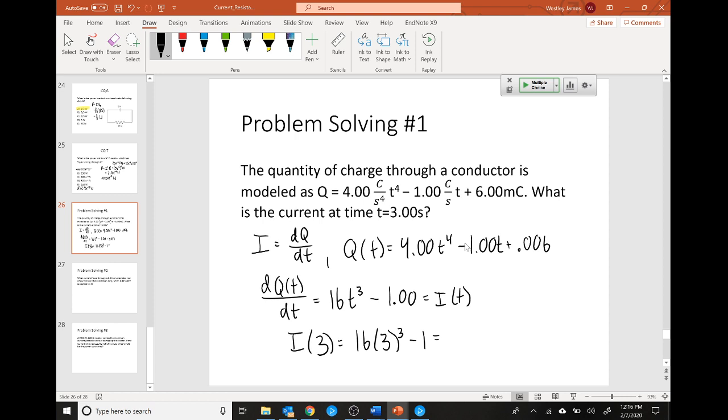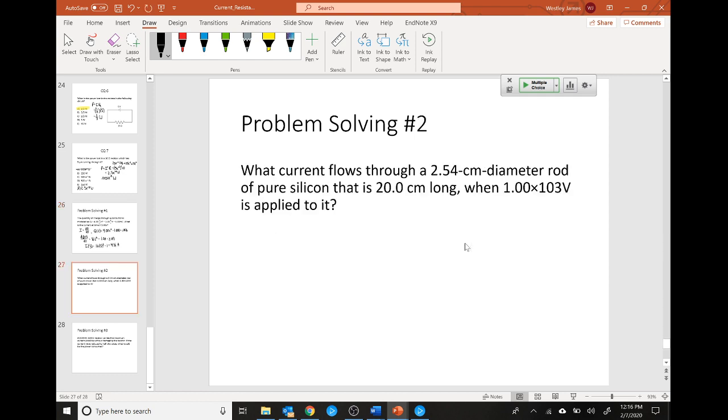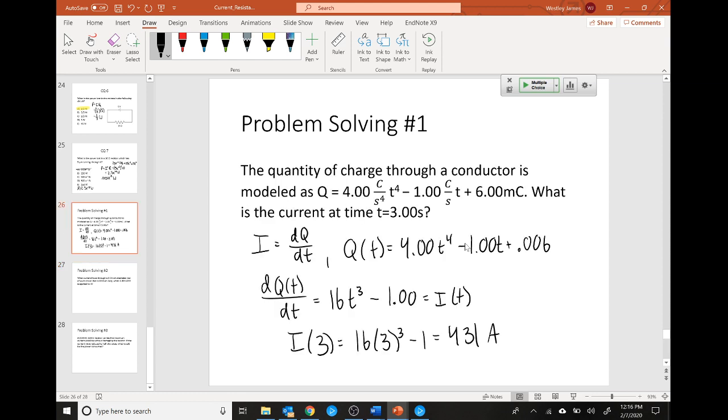I don't know that off the top of my head. No, 27 times 16, even worse. All right, 431 amps. There you go. So that's a fun calculus version of the problem. I'll do these next, I'll leave this up. I'll leave the next ones for next class.